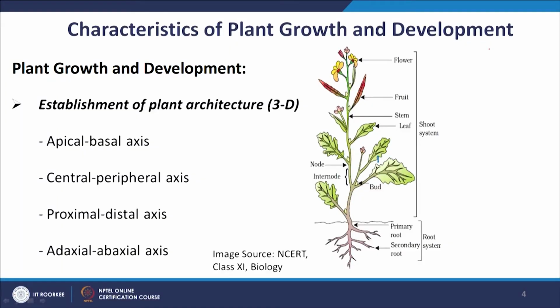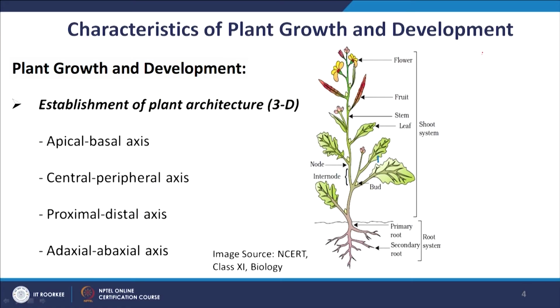As I said previously, one of the major functions of growth and development is to establish architecture. Plant architecture is a very important parameter. It is extremely important. It not only provides a proper shape or proper morphological structure, but it also helps the plant adapt to different environmental conditions. This is very important, and therefore the process of development has to be properly organized, and this entire process of plant development occurs across the 4 axes.